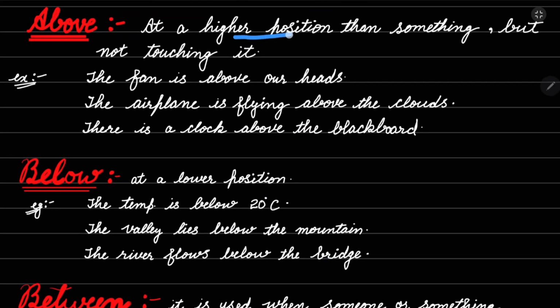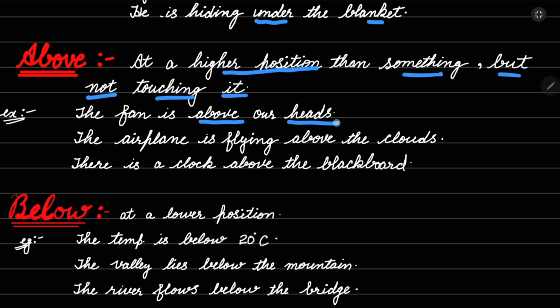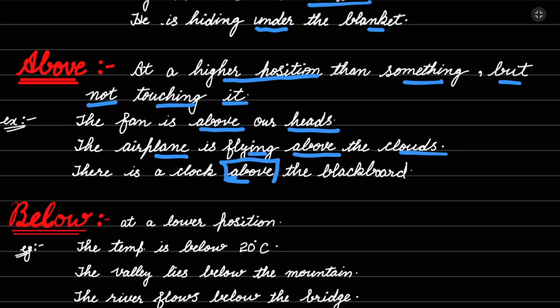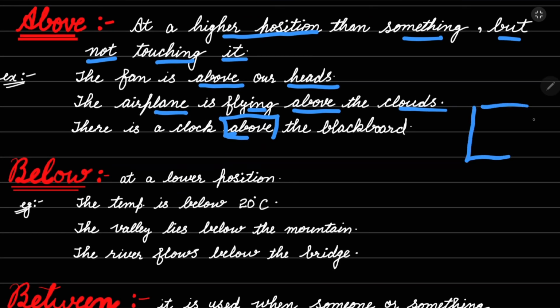Next, above. At a higher position. We use above for a higher position than something, but not touching it. For example, the fan is above the head. The airplane is flying above the clouds. There is a clock above the blackboard. When something is at a higher location, for example, it is a wall and here is a clock. Then we will say the clock is above the wall.